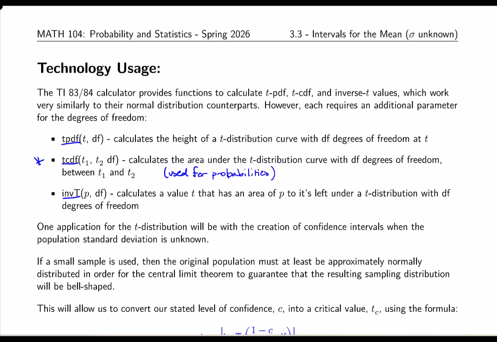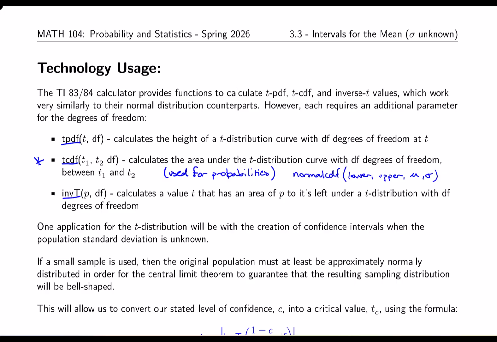Now, if you'll recall the way the normal distribution function worked, we had normal CDF. It took up to 4 inputs. There was a lower bound of a shaded region, an upper bound of a shaded region, and then a mean and standard deviation optionally could be provided. And what it would do is take these lower and upper bounds and calculate z-scores for those, and after it calculates those z-scores, then calculate the amount of area between those values.